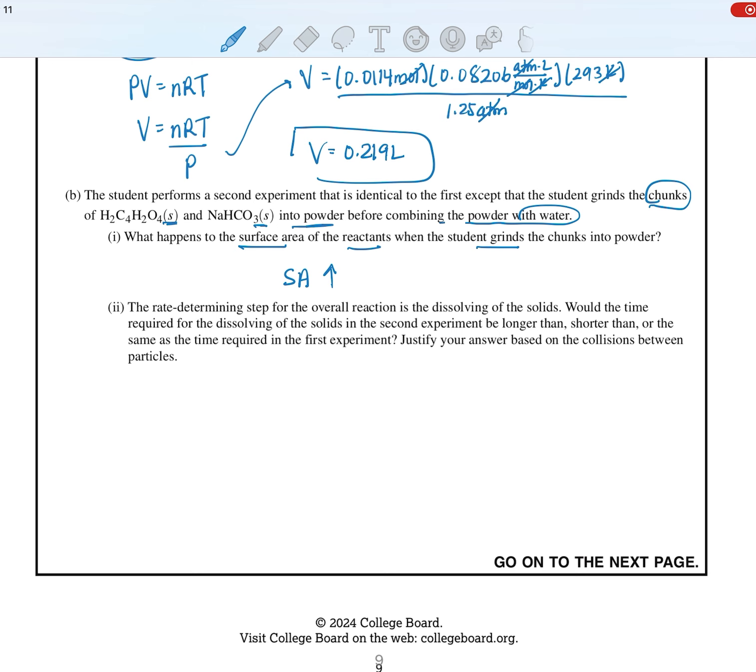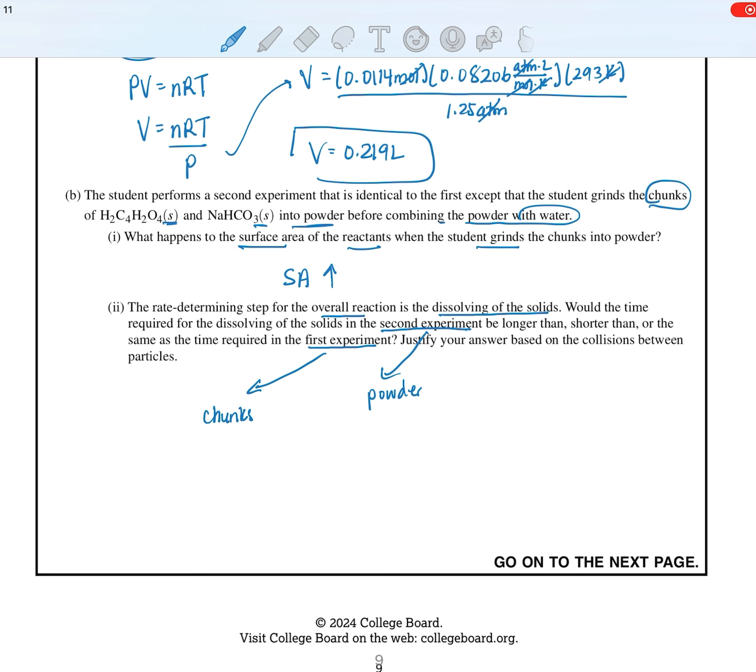So again, it's a little wordy here, but it says here the rate determining step of the overall reaction is the dissolving of the solids. So would the time required for dissolving of the solids in the second experiment, that's the powder, okay, so make a note if you forget, this is the powder, be longer than, shorter than, or the same as the time required in the first experiment? This one is the chunks.